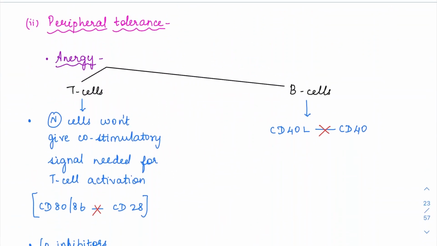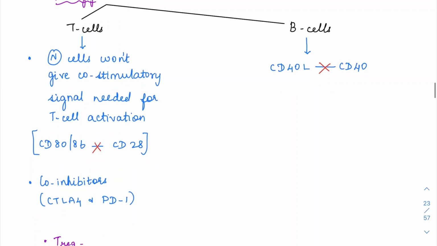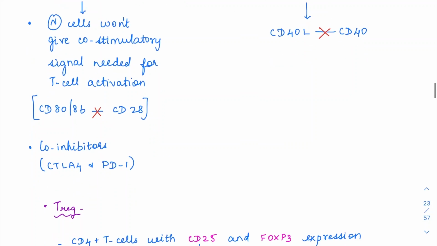In peripheral tolerance, we have many mechanisms, starting with anergy. Anergy can be either T cell anergy or B cell anergy. Anergy is nothing but they don't react. They just don't react to anything. For normal T cell activation, as I already told, two stimuli are needed. One is the MHC interaction. The second one is the co-stimulatory signal.